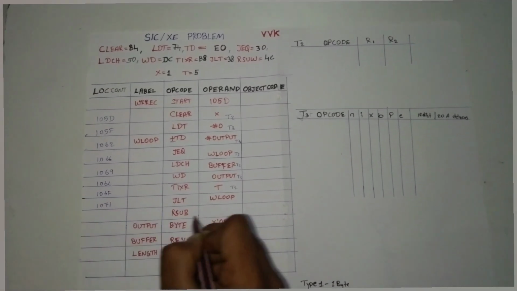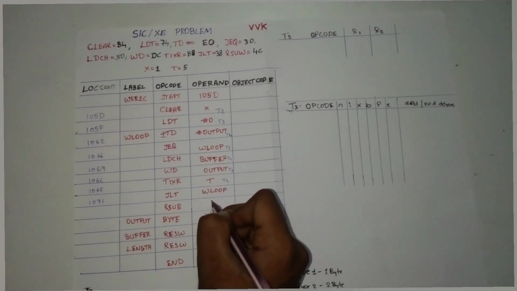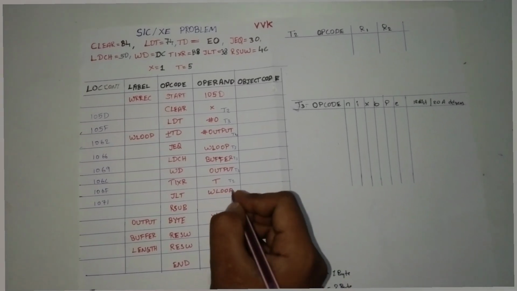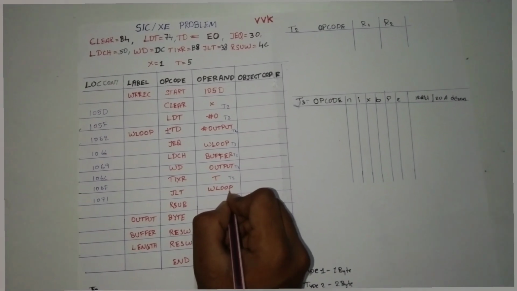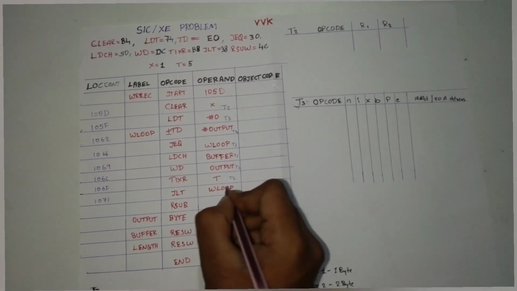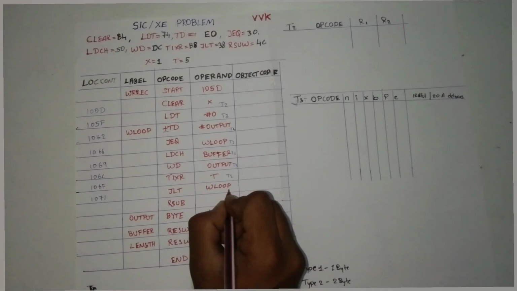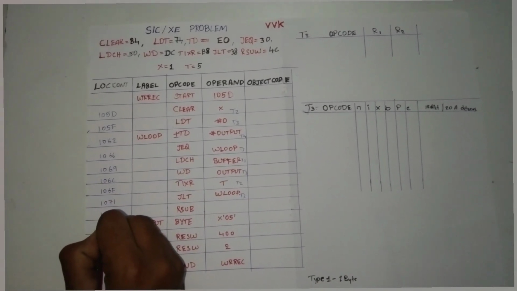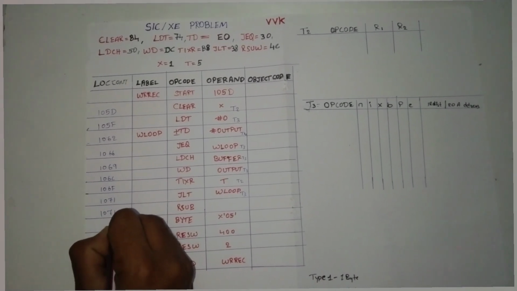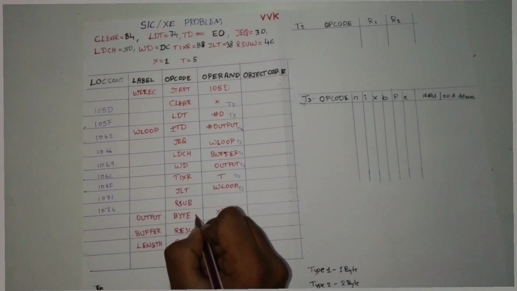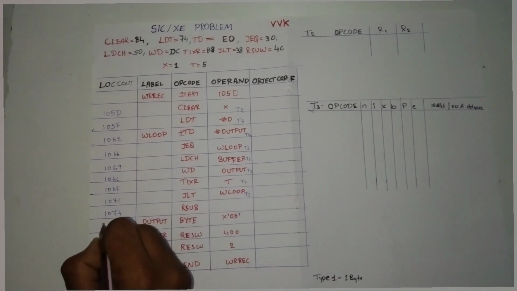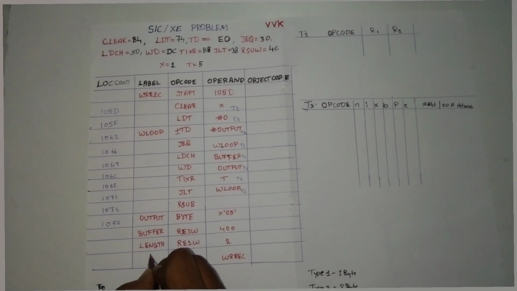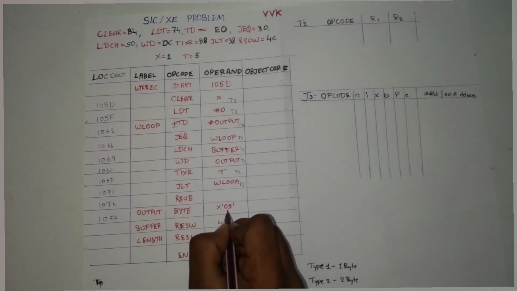So it will be 1071. You have to do this in the calculator; I'm not using the calculator, I have already done the program, so based on that I'm writing the answer. Next is of type 3, so adding 3, the location counter will be 1074. And next is also type 3 only, so 1077 will be the location counter.